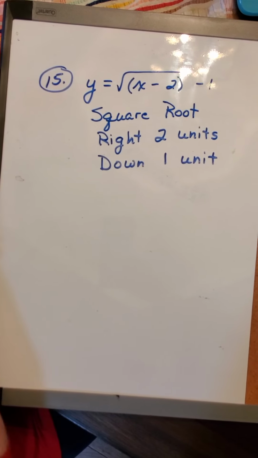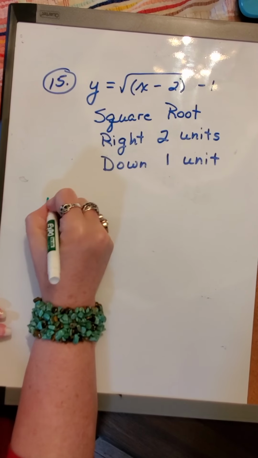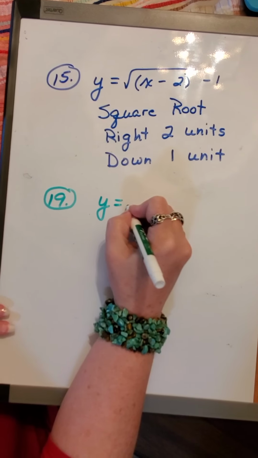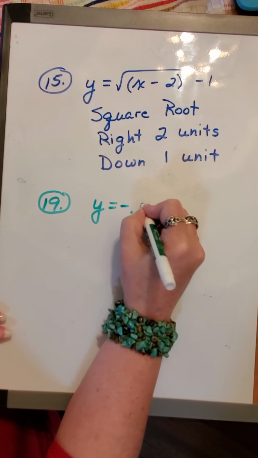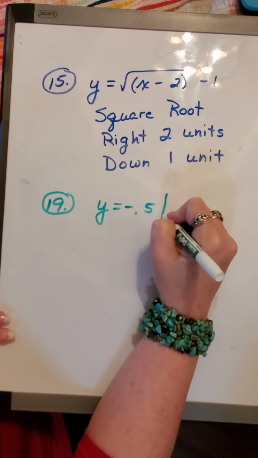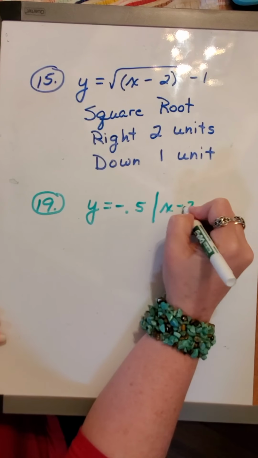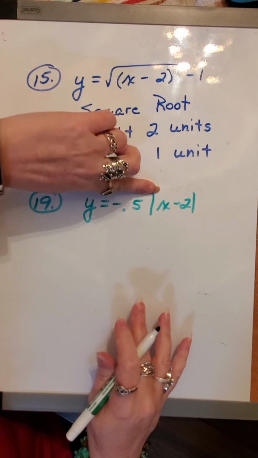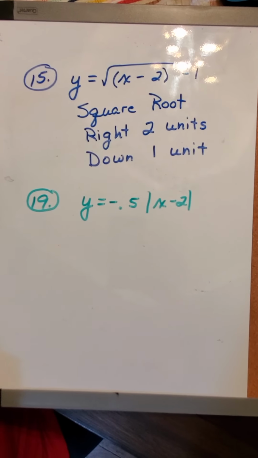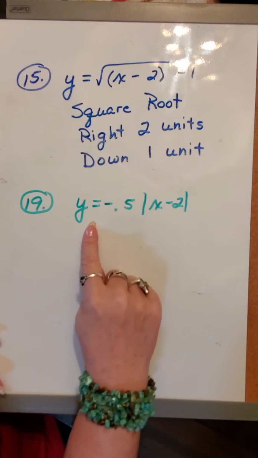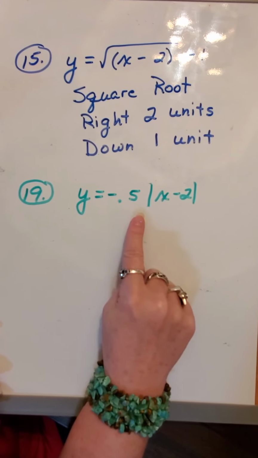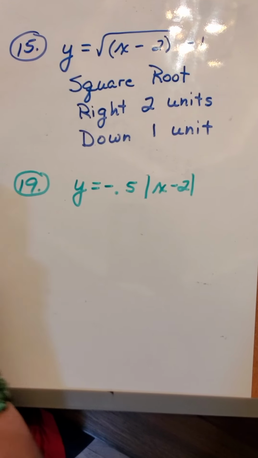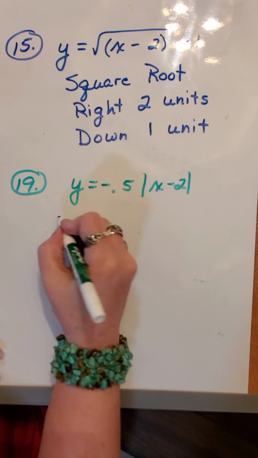Okay, and then one last one. This is number 19. Now this one says y equals -0.5 times the absolute value of x minus 2. Okay. So I just said what this one was, absolute value.